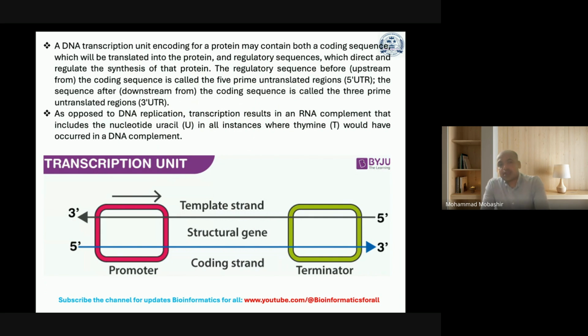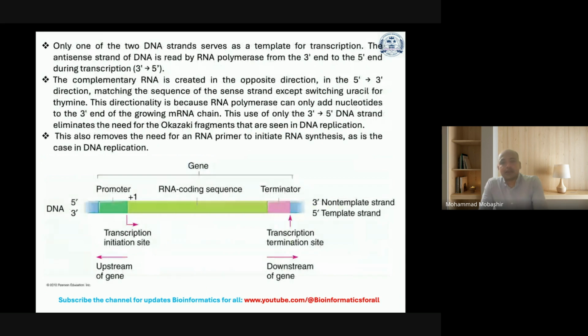So this is the transcription unit in the figure which you can see here, 5 prime to 3 prime and 3 prime to 5 prime. So template strand, a structural gene and coding strand. Then you can see promoter and the terminator. Now, only one of the two DNA strands serves as a template for transcription. The antisense strand of DNA is read by RNA polymerase from 3 prime to the 5 prime end during transcription. The complementary RNA is created in the opposite direction, in the 5 prime to 3 prime direction, matching the sequence of the sense strand except switching uracil for thymine.